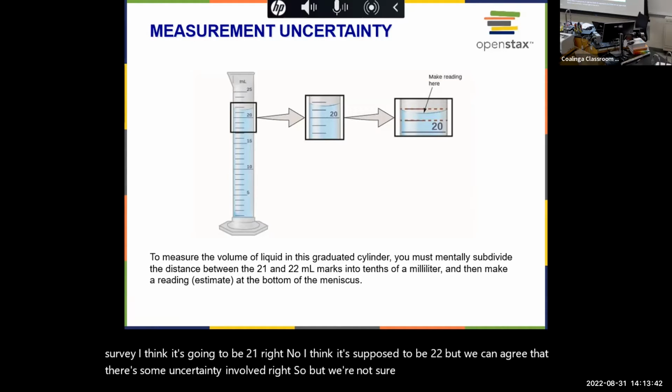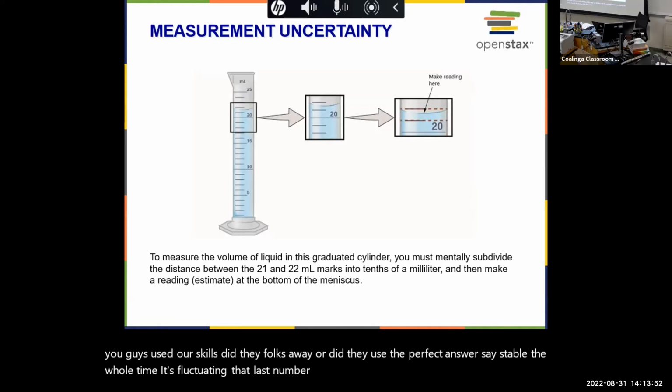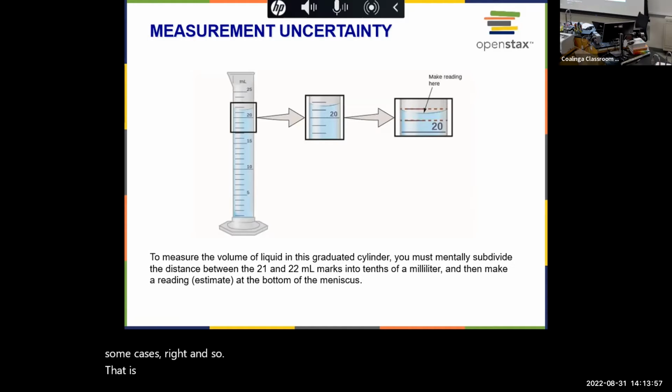That's kind of like, have you guys used our scales? Did they fluctuate, or did they give just a perfect answer? Did they stay stable the whole time? It fluctuates. That last number fluctuates, right? The last couple of numbers in some cases. And so that is that uncertainty, okay?